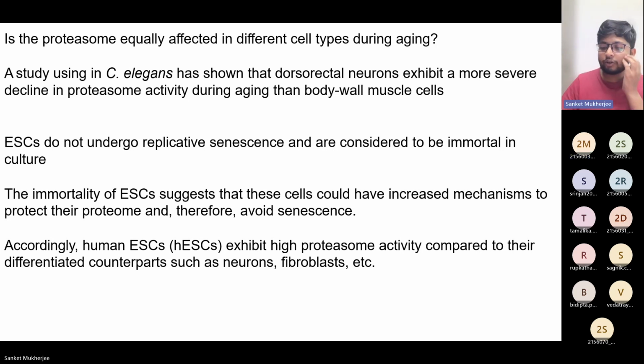See, what we talked about is that if you inhibit this proteasome, then the lifespan of the cell decreases significantly. Correct? That is clear to you? Yes, sir. Fine. Now these embryonic stem cells, the stem cells, the role, I mean the good thing about them.